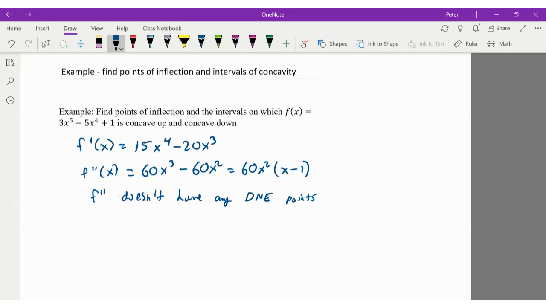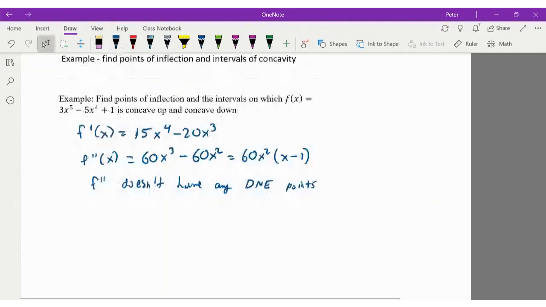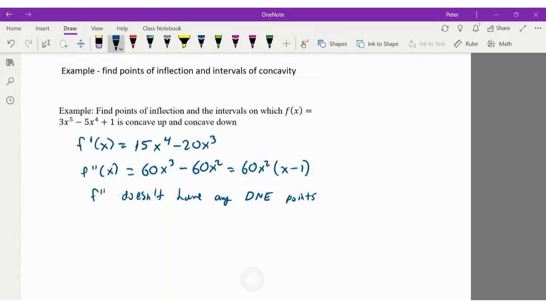It doesn't have any places where it doesn't exist. So all we have to do is look for the places where it's 0. You can say f double prime of x equals 0 at x equals 0 or 1. So those are the places where concavity might change. We don't know that it does. We have to actually check that it does.